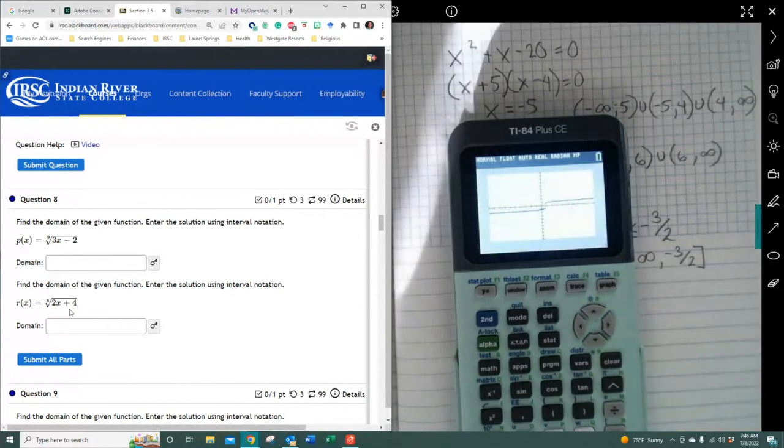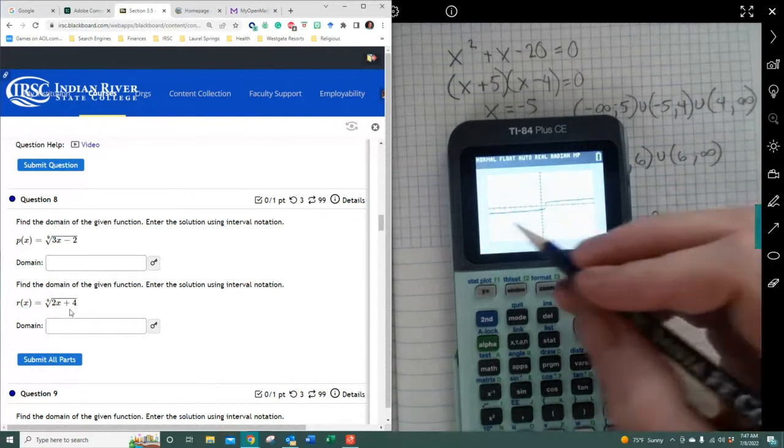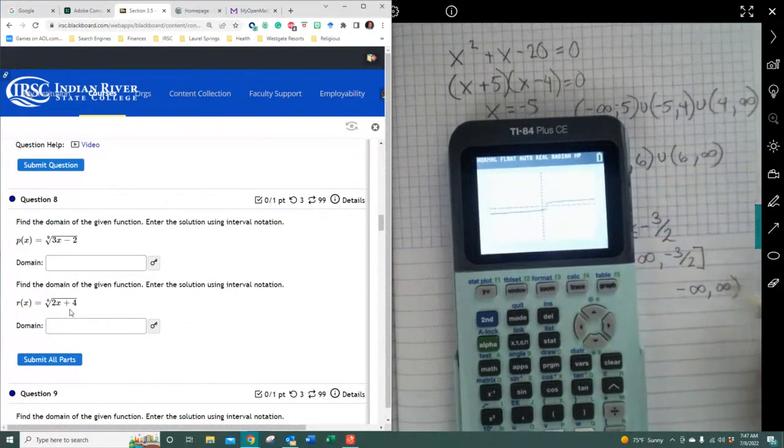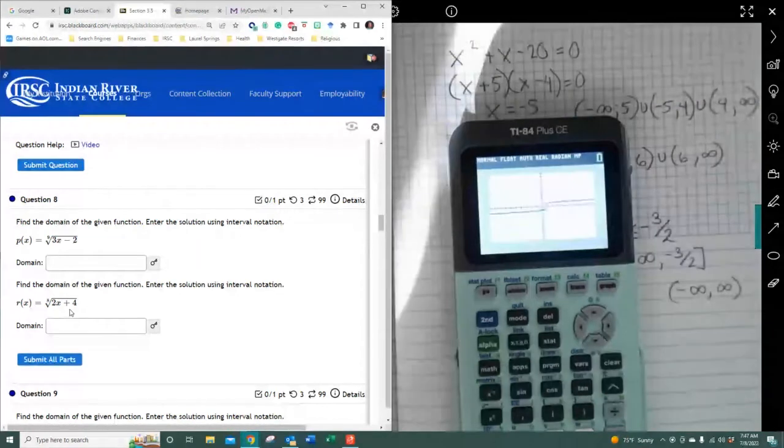When you have an odd indexed radical, the domain is all real numbers. That's it. So it's negative infinity, positive infinity. All right. And that's indicated by the fact that you don't have any restriction there. So any odd valued radical, you go ahead and put negative infinity, positive infinity.